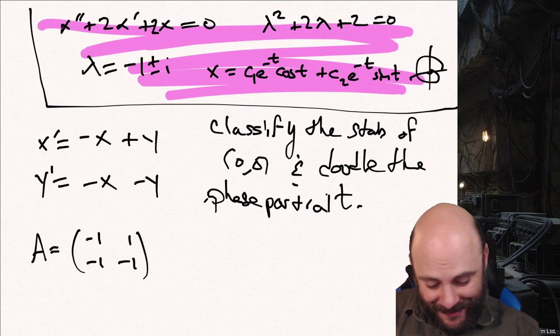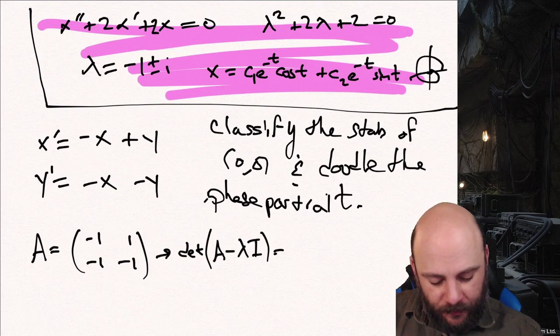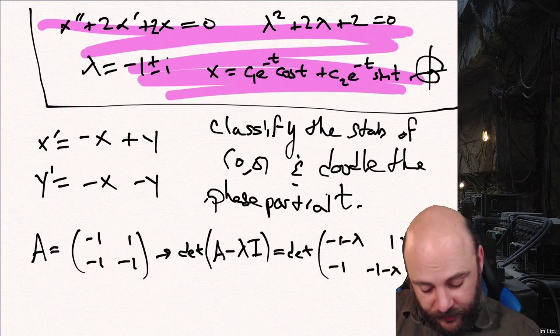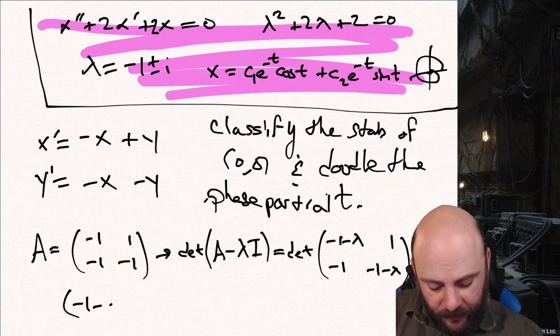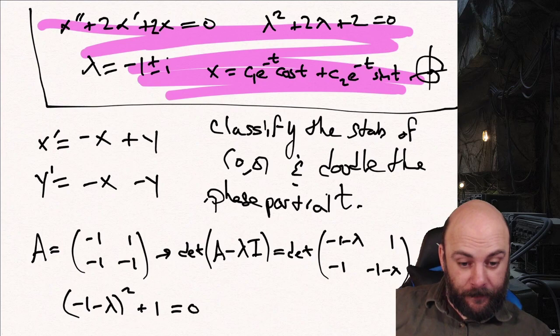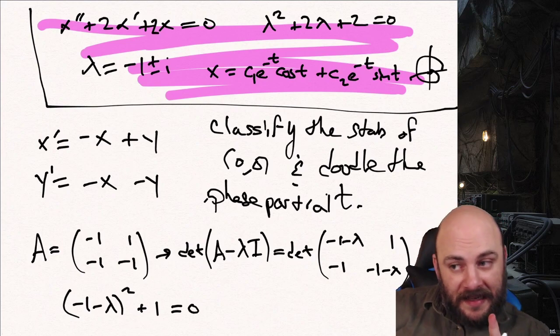Now find its eigenvalues. So we're going to take the determinant of A minus lambda I, which is equivalent to the determinant of [-1 minus lambda, 1; -1, -1 minus lambda]. Which is equivalent to (-1 minus lambda) squared plus 1, and this needs to be equal to 0. That's a nice polynomial that we can solve.